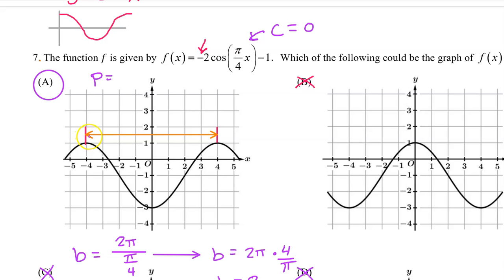We can calculate the horizontal distance from peak to peak to find the period of option A. From -4 to +4, that's a period of 8. And then we know that the b value will equal 2 pi divided by this period. 2 pi over 8 reduces down to pi over 4. So this simplifies to a b value of pi over 4, which is correct. So the answer is A.